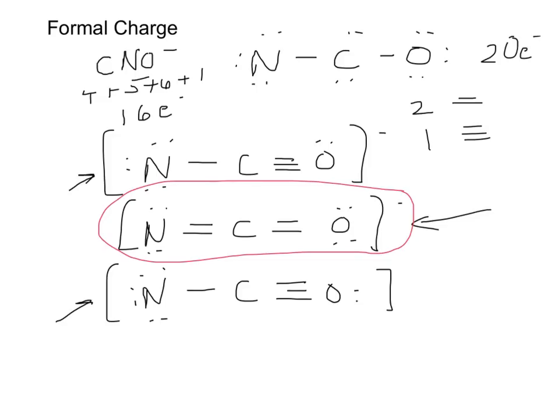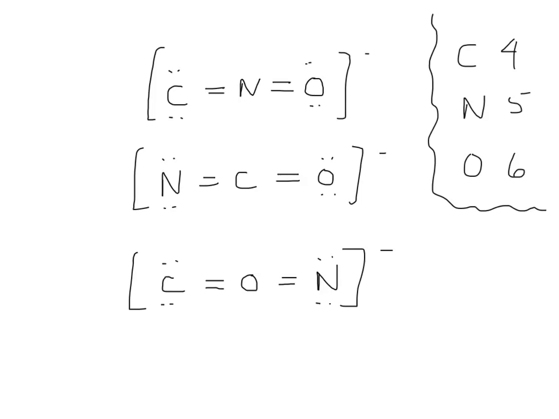So now that we've got our structure, we're going to look at a structure where we put carbon in the middle, a structure where we put nitrogen in the middle, and a structure where we put oxygen in the middle, and see which one's best. So these are the 3 structures that we might end up with. The first one with nitrogen in the middle, the second one with carbon in the middle, and the third one with oxygen in the middle.